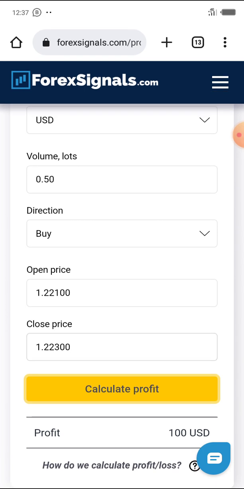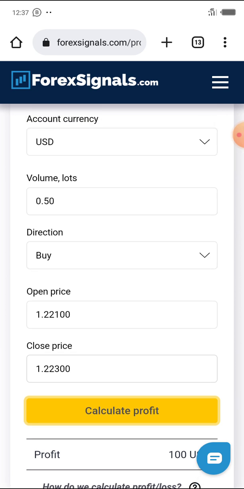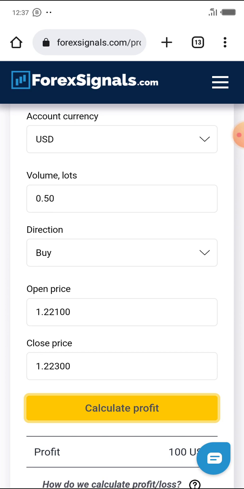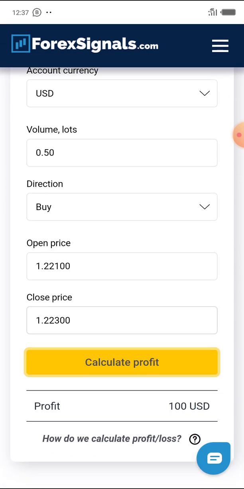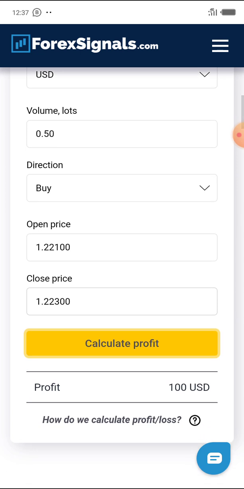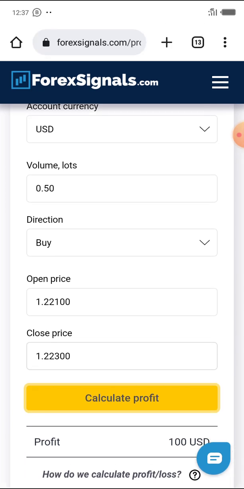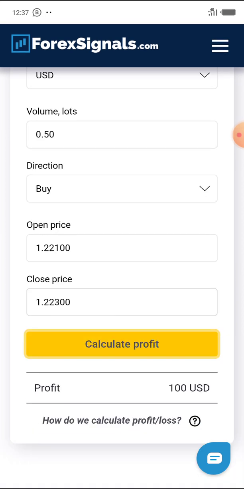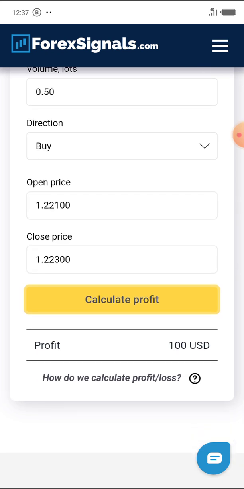Anything added to the zero before the point is 1 pip. So let's take 10 pips and add 10 pips here, we're going to have 2220. If it's going to be 20 pips, we're going to have 2230, which is our close price. So here our close price is 20 pips, and we are using a lot size of 0.50. If we are calculating our profit, we are going to be making $100. So that is quite easy to make.